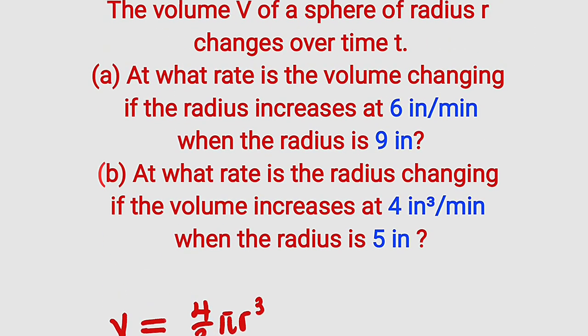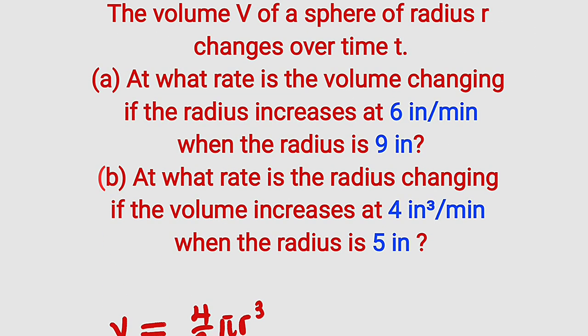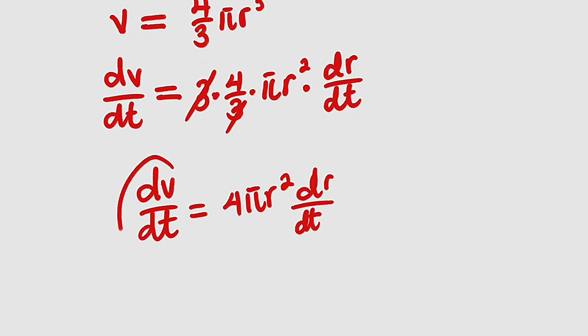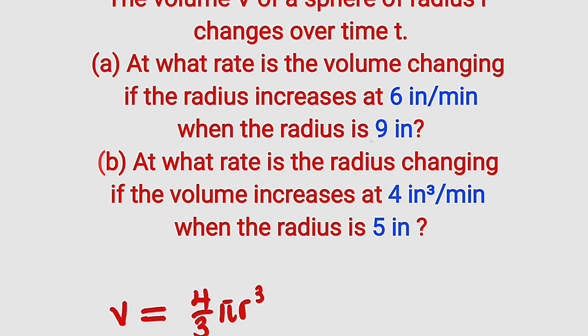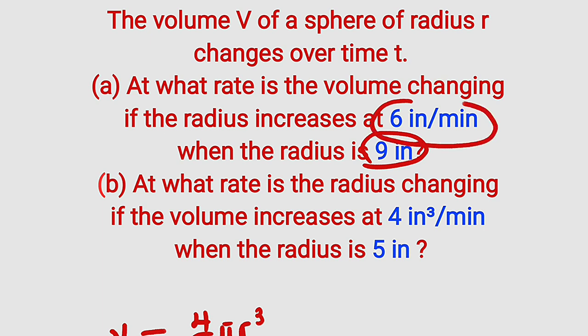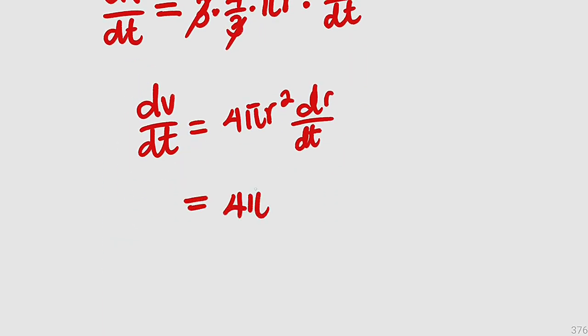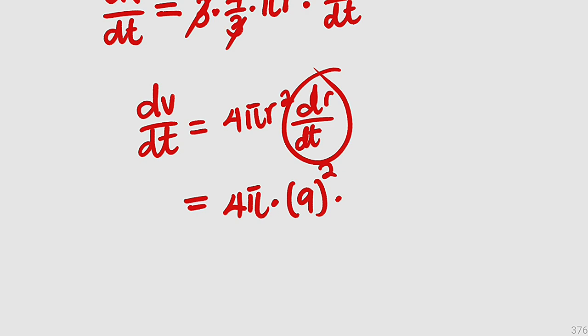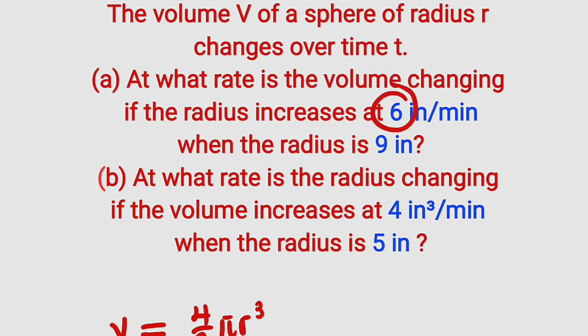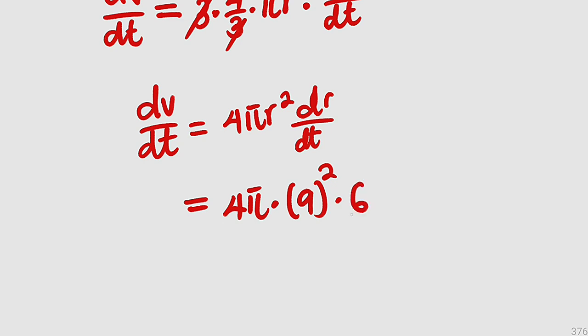So first question here, we are asked to find the rate of change of the volume. So this is the rate of change of the volume, right? When the radius is 9 inches, so we are going to substitute r equal to 9. And this is another rate of change, but for what? The radius, because you can see that here, the radius is increasing at the rate of 6 inches per minute. So we substitute 6 and 9. So this is equal to 4 pi, r is 9 squared, dr over dt is 6, right? Yeah, it's 6.